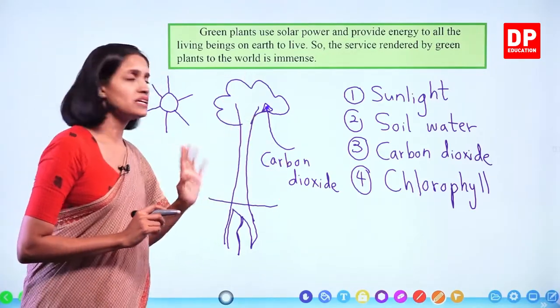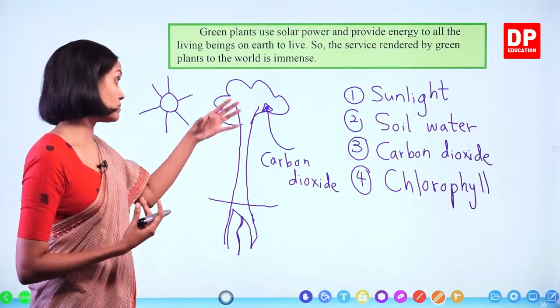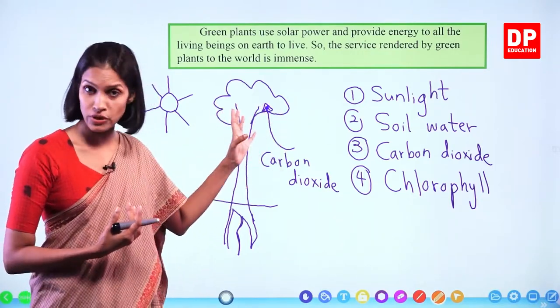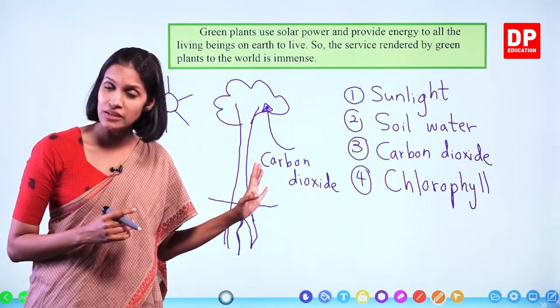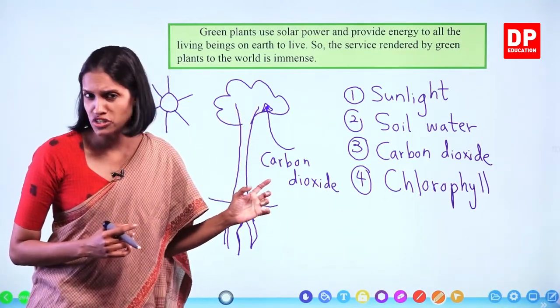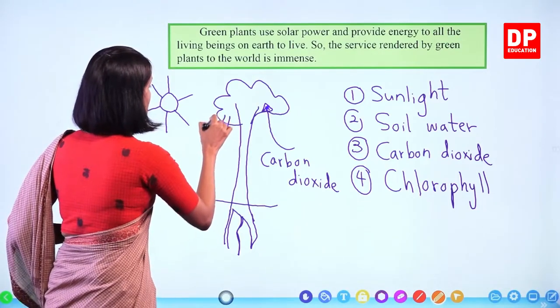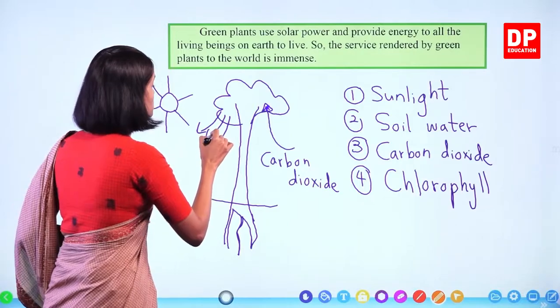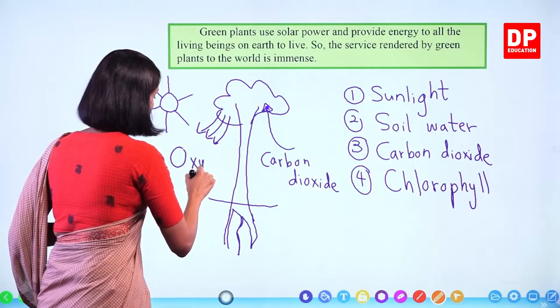Along with food, another product, now this is known as a byproduct, apart from the main product. The main product of doing photosynthesis is producing food. Apart from food, another gas is produced, children. What is that? That is oxygen gas. So oxygen gas is produced and it is sent out.